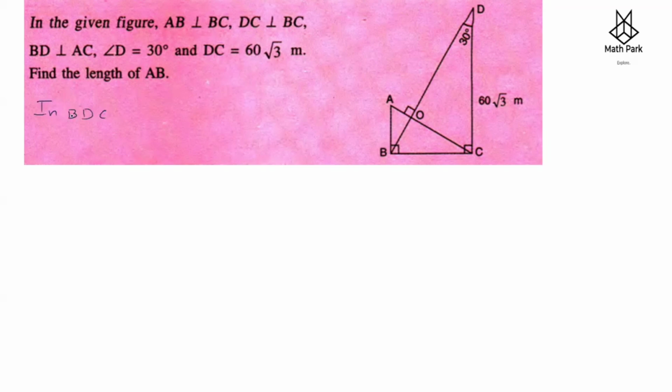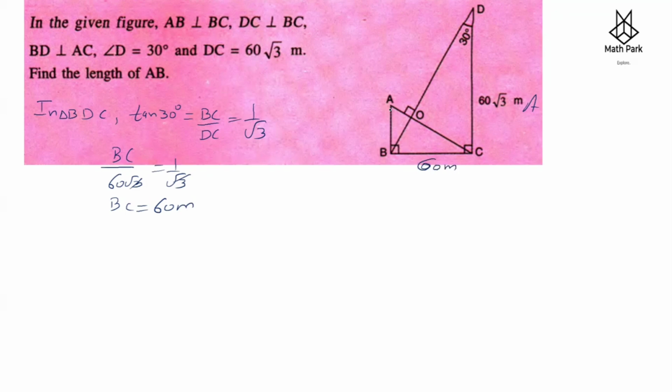So in triangle BDC, we have the angle 30 degrees, with respect to that the adjacent side is 60 root 3, and this is opposite. So we will use tan 30 degrees is equal to opposite upon adjacent. So BC upon DC, and tan 30 is 1 upon root 3. So BC upon DC, which is 60 root 3, is equal to 1 upon root 3. And this is how you get BC is equal to 60 meters. So we got BC as 60 meters.